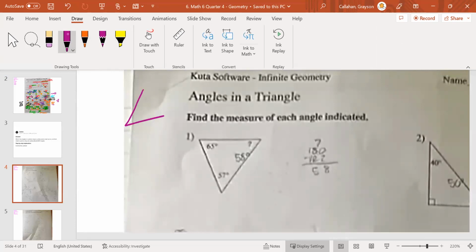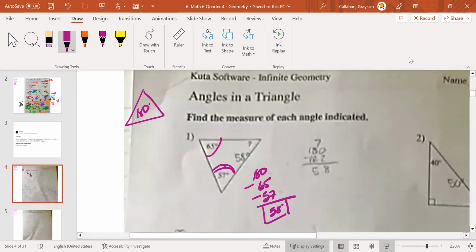Now, whenever you see a triangle, it's always 180 degrees, right? Yes? So if you have two of the angles right here, you just take 180 minus 65 minus 57. When you do that, you get 58 degrees.